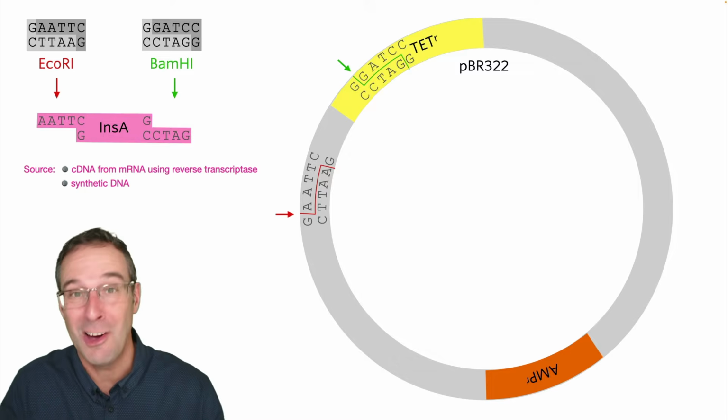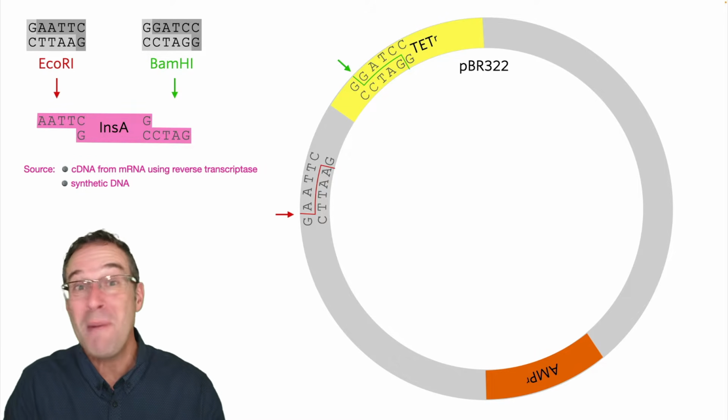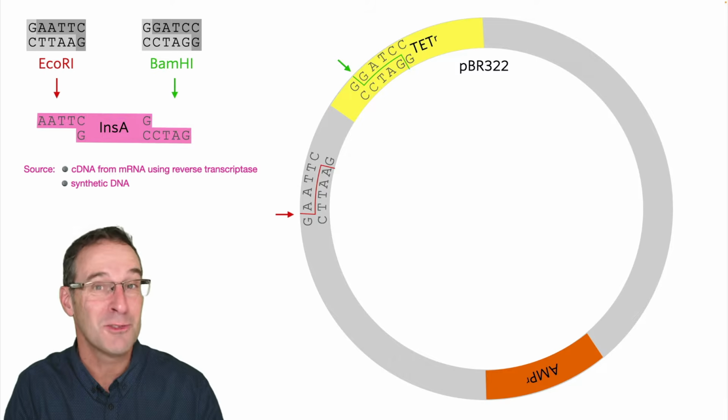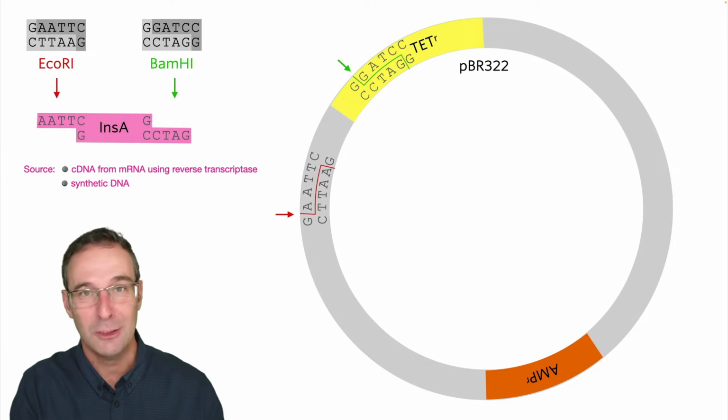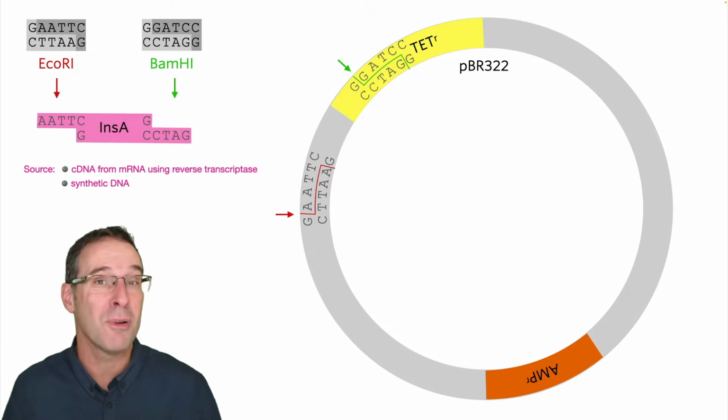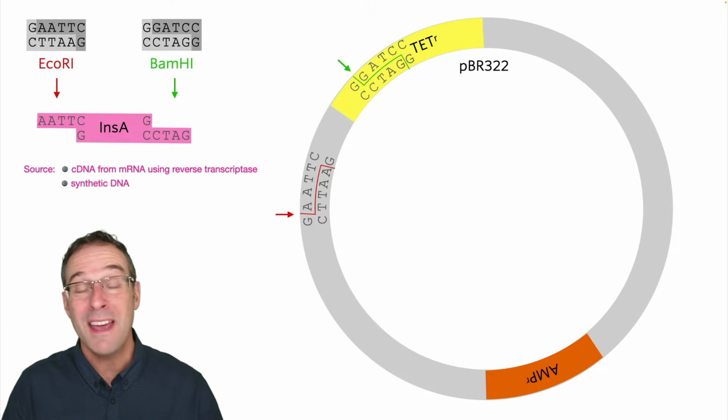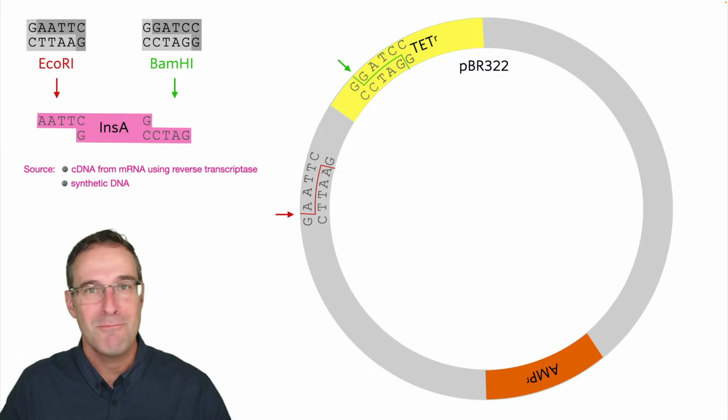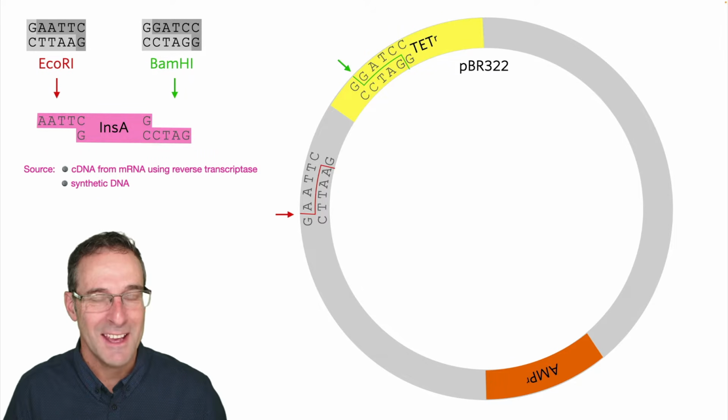In fact, CU anything codes for leucine. So it doesn't really matter which codon you use. As long as it codes for leucine, you're still going to end up with a leucine at that position in the protein. And so that's the approach that Gen took. Either way, we end up with a gene that encodes insulin A.